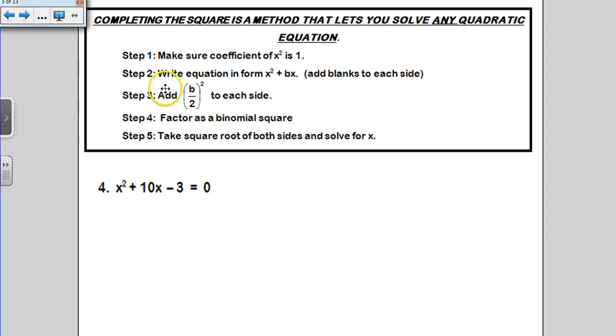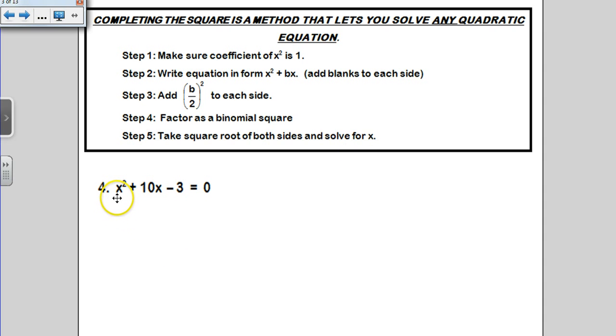So here are your steps to success when you're solving with completing the square. First, you want to make sure that the x squared's coefficient is a 1, and if it's not a 1, we're going to have to possibly divide by a constant. Then we're going to rewrite the equation in the form x squared plus bx, and we're going to add blanks to each side. We'll see what that means in a second. And then we're going to find the value of c by taking half of b and squaring it and adding it to each side. Then we're going to factor, and then we're going to solve by taking the square root. It sounds like a lot of steps, but it's really not that bad.